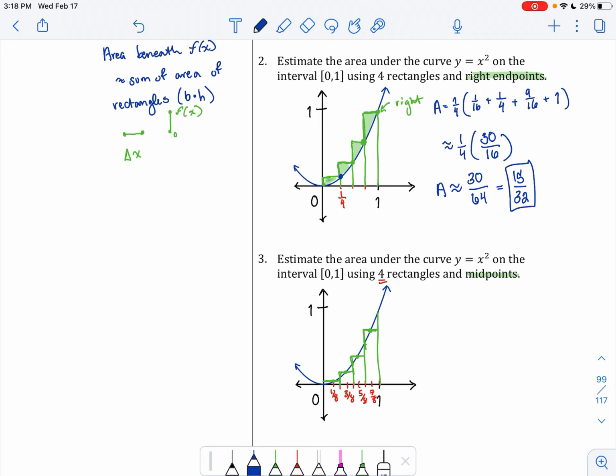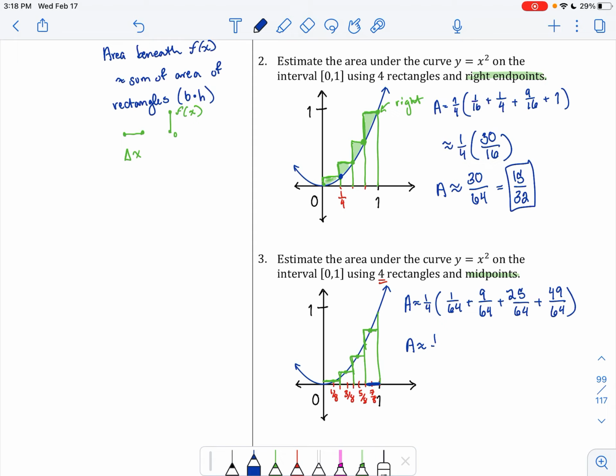And each of these, once again, has a base of 1/4. Because the base is still here, so in the case I illustrated, 3/4 to 1. So the base is all that. The heights of each are determined by these midpoints. So 1/8 squared, which is 1/64, plus 3/8 squared, 9/64, plus 25/64 for the third rectangle, and lastly 49/64 for the last rectangle.